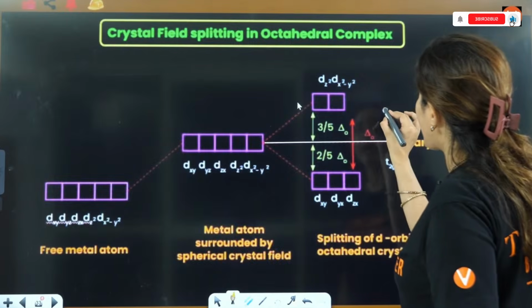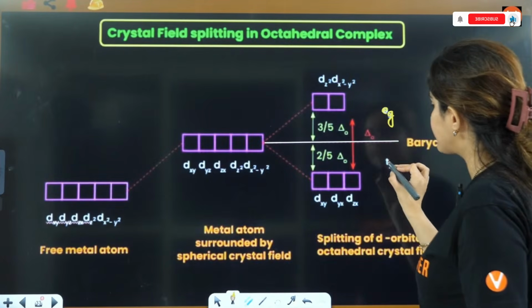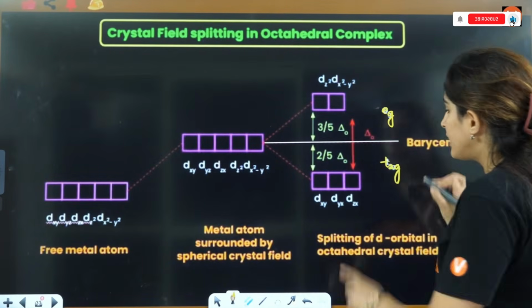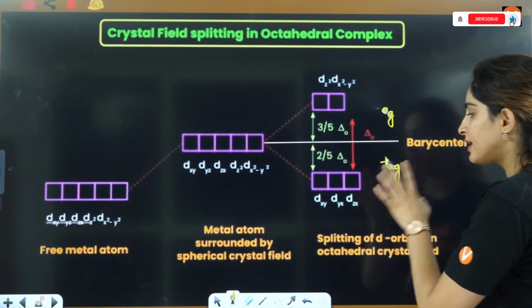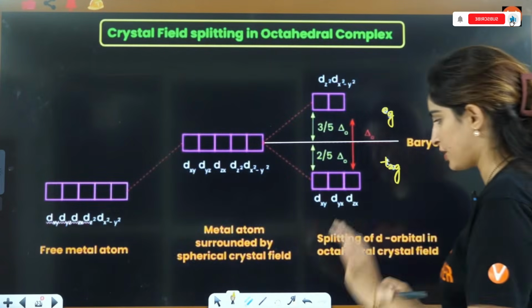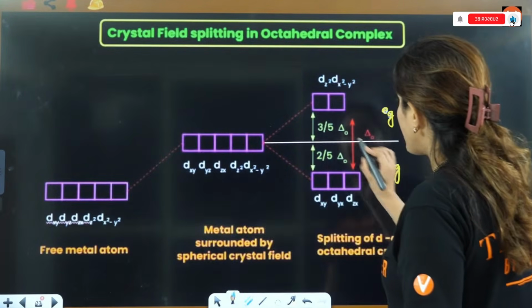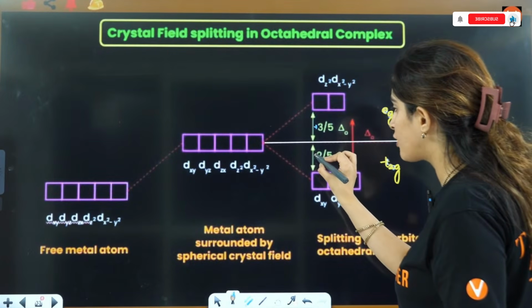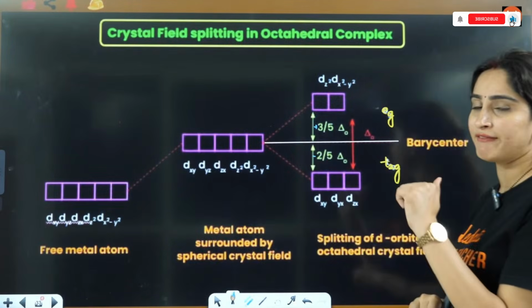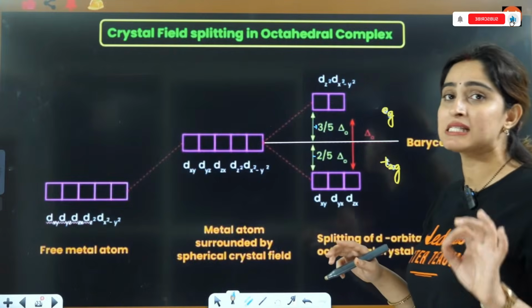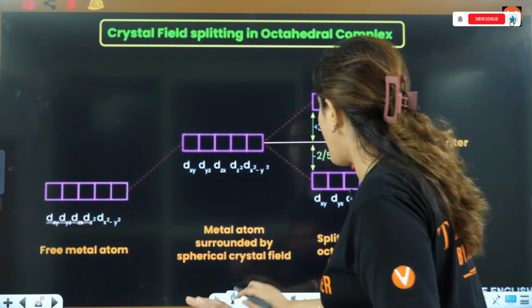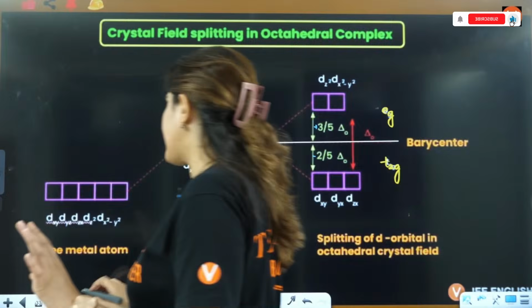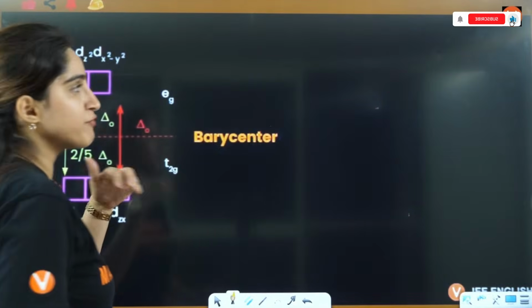These are called EG, and these three orbitals, dxy, dyz and dzx, are called T2G. The distance that you have from the barycenter is plus 3 by 5 delta naught for the first set. This is minus 2 by 5 delta naught, because here the energy has decreased, right? Now, see one thing, that here you can have different things.